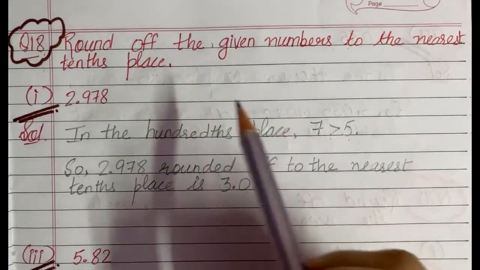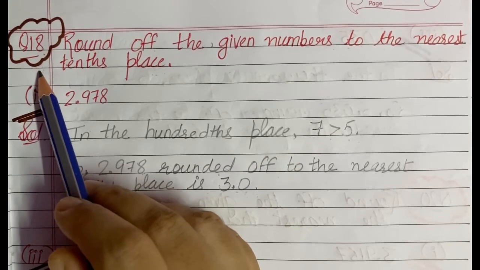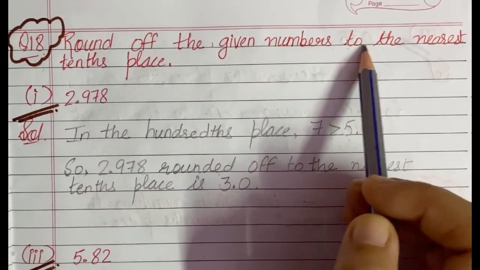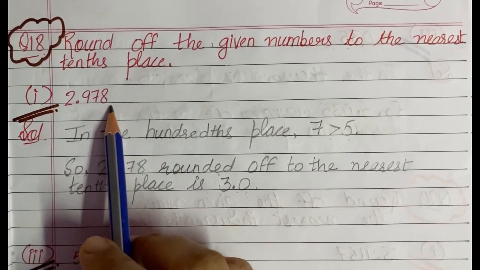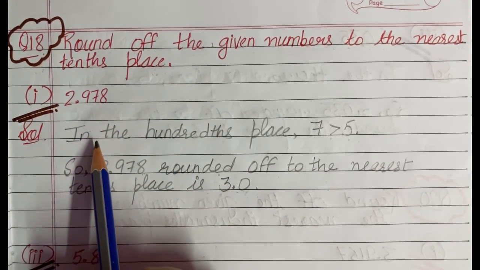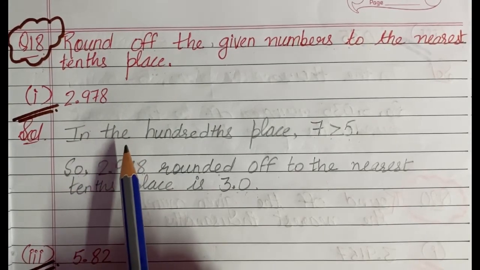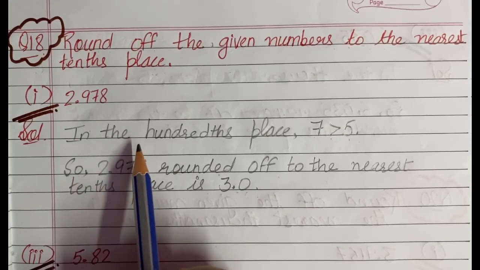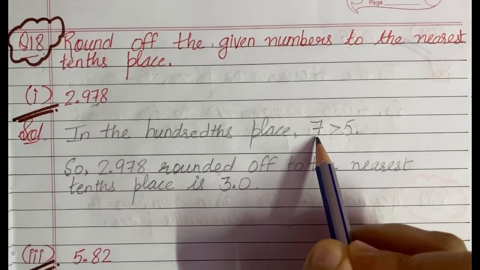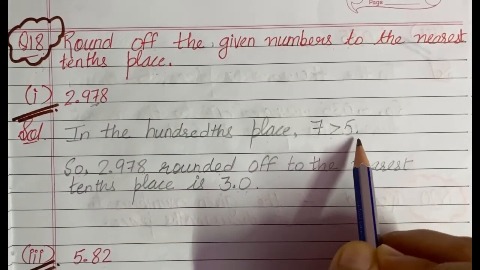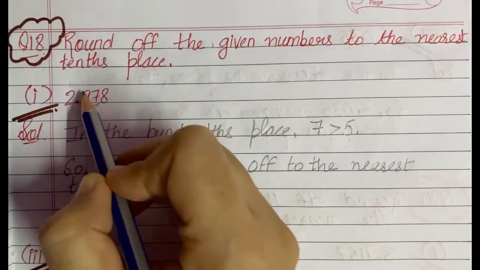Now students, in an example, I have taken question number 18, and question number 18 says that round off the given numbers to the nearest tens place, and the first is 2.978. Now students, since we want to round off the given number to the nearest tens place, so we will see the digit at the hundredths place, and in the hundredths place we are having 7, and you know that 7 is greater than 5. So we will add 1 to the digit at the rounding off place.